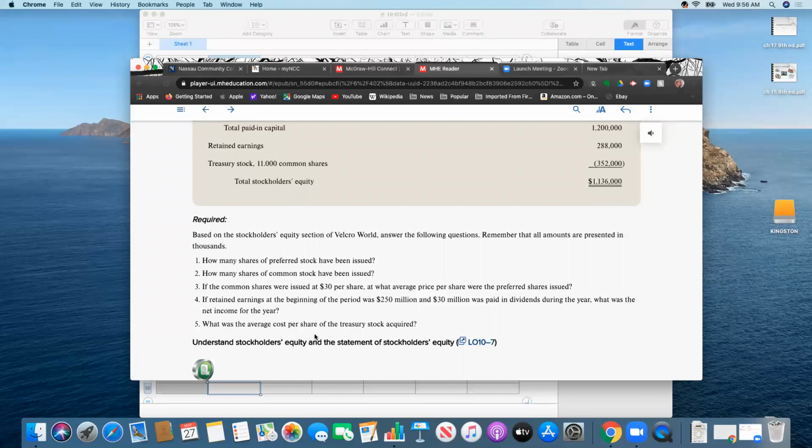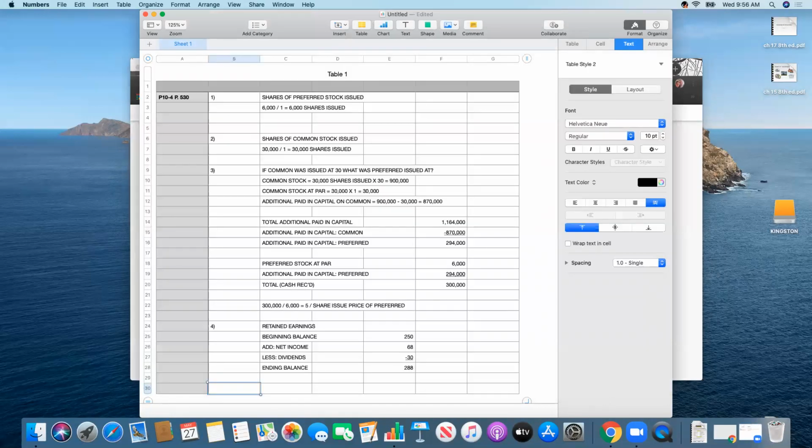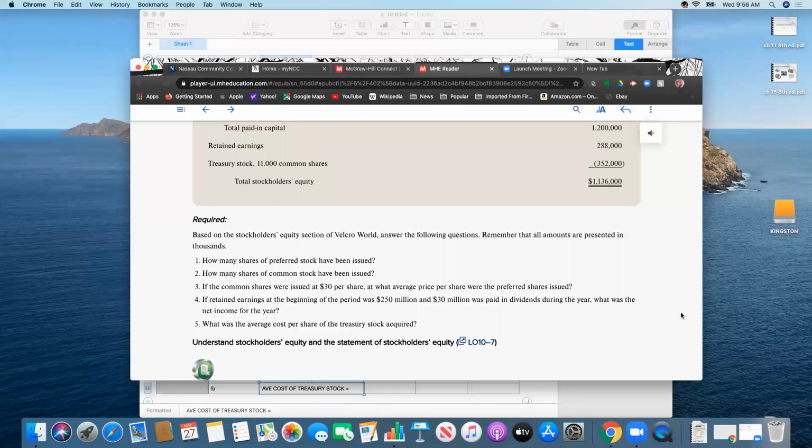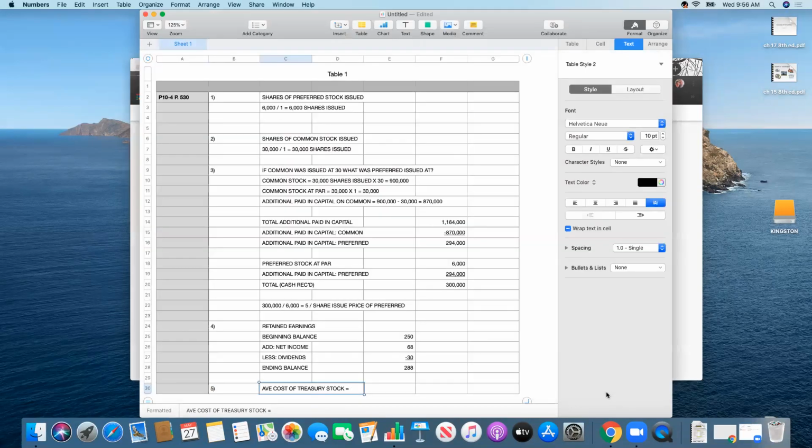Part 5, what was the average cost of the treasury stock? Now, to do that, we need to know what's the balance in the treasury stock account, 352.